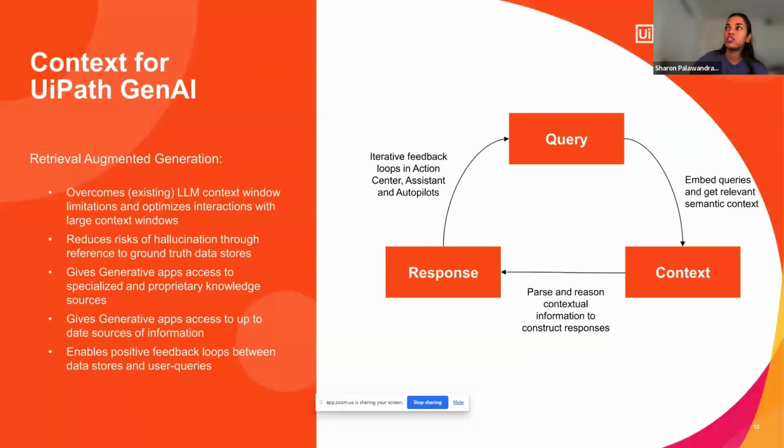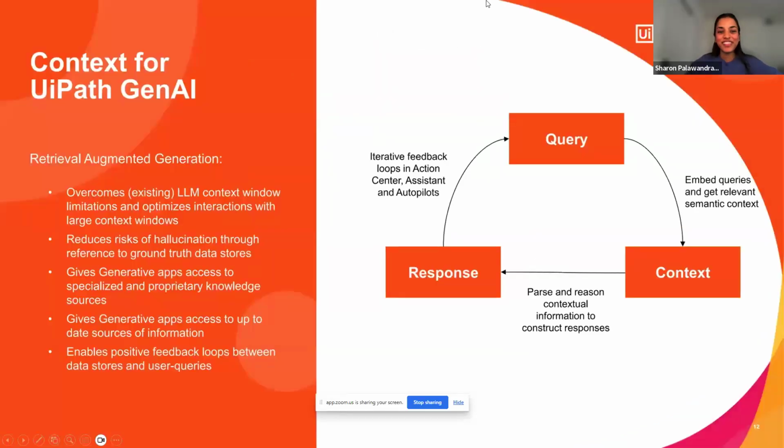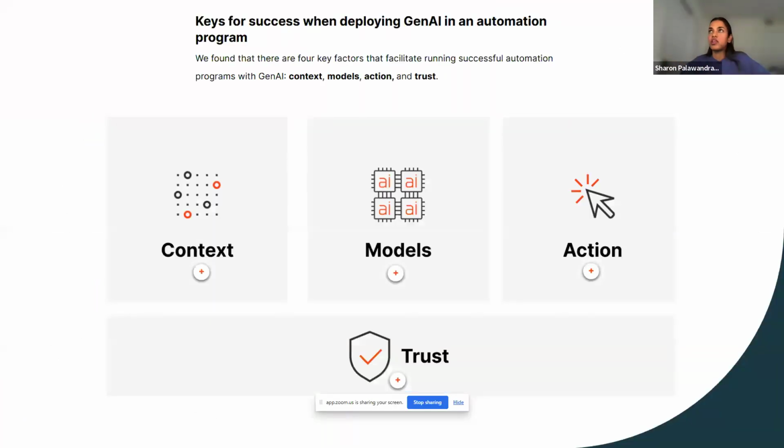Okay, so context for Gen AI, again, we can go about this in many different ways. You can see here, one way is ingest and index and then search and retrieve. Or you can say, this is an iterative loop. You have the context, you have the response, you have the query, and you can embed queries, get relevant context, parse, and iterative feedback. So essentially, it's the same thing, but you can showcase it in many different ways.